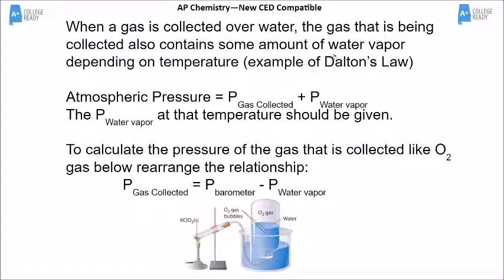Here we see that setup. So we've got some potassium chlorate, we heat it up, it makes oxygen, and the oxygen goes up inside the container. But remember, that's not pure oxygen. There's also some water vapor. So we always have to subtract out the water vapor.